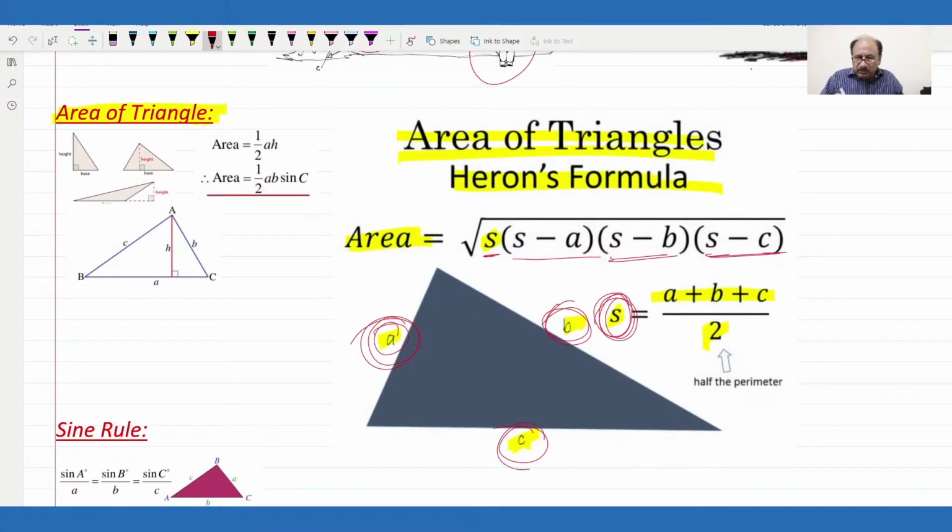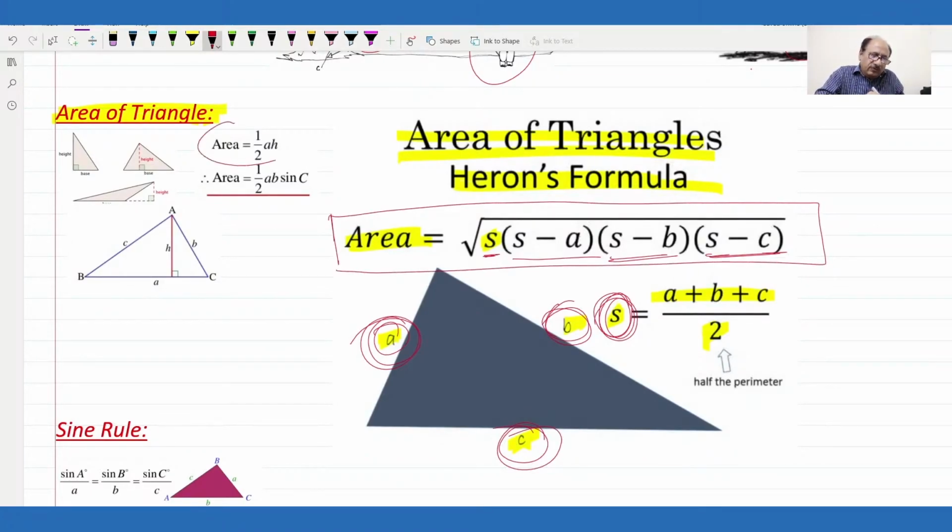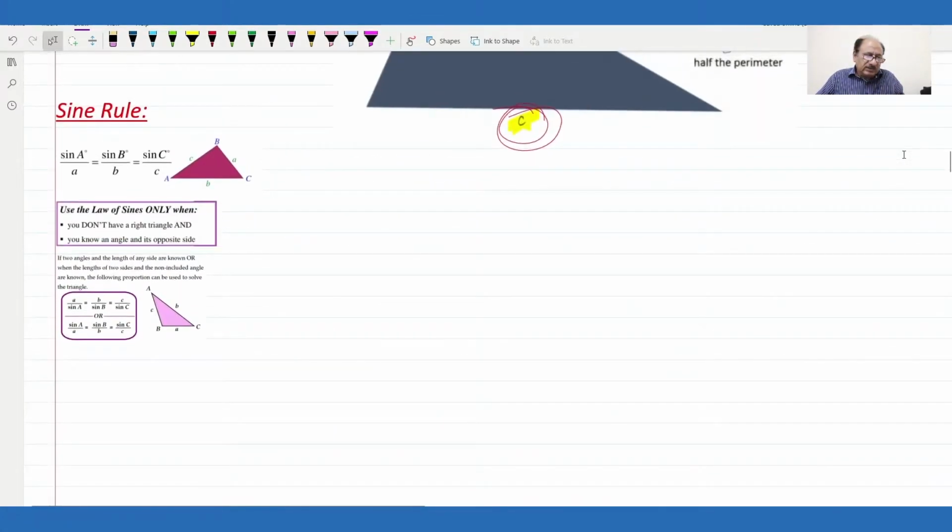So these are basically three different formulas you can use for the area of a triangle. The first one we discussed: area is equal to half into base into height, and the height will be the perpendicular height. The second formula: area is equal to half into AB sine C. And the third formula is Heron's formula, which I have just discussed, and you need to keep this formula in mind also. Next is the Sine Rule.